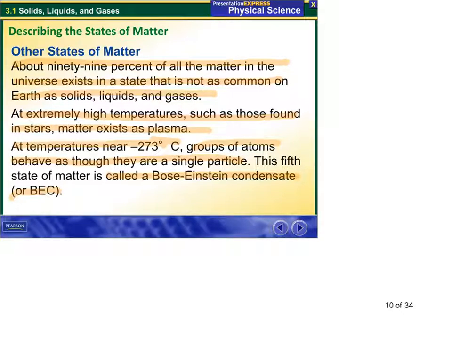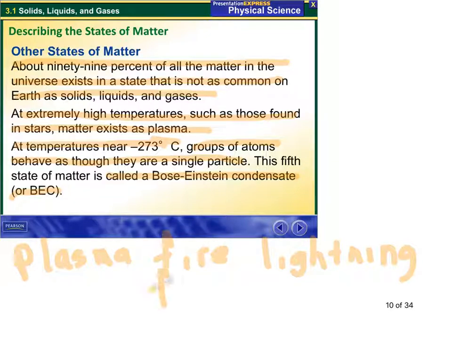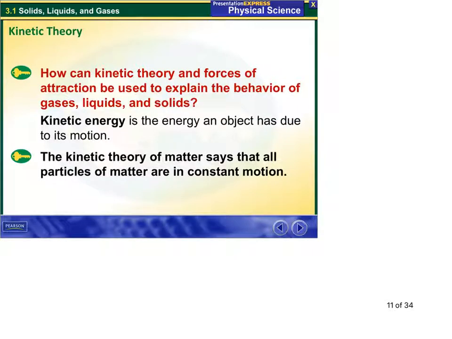Some examples of plasma we see on the Earth would be fire, lightning, and fluorescent lights. These are all generated due to plasma. Then we have a thing we call the kinetic theory of matter.